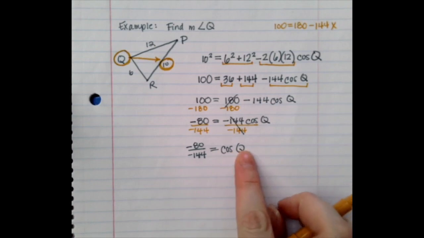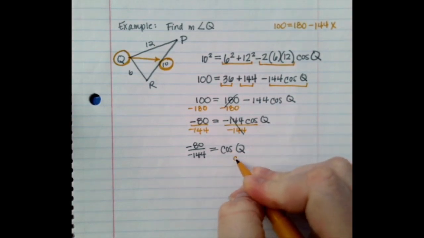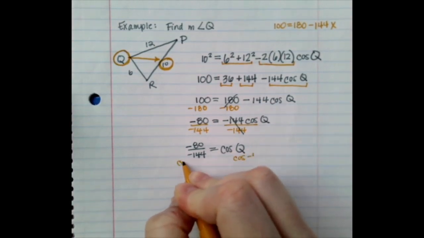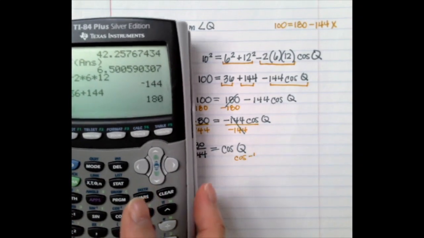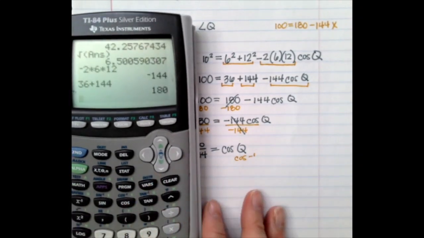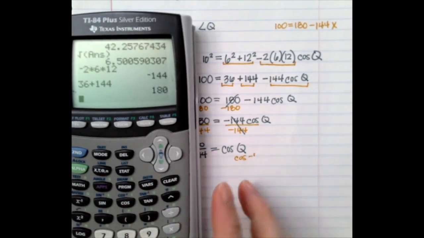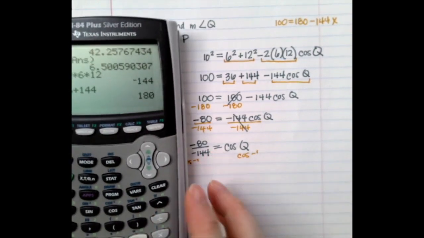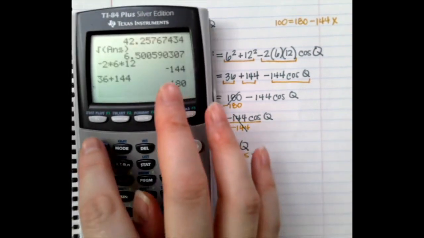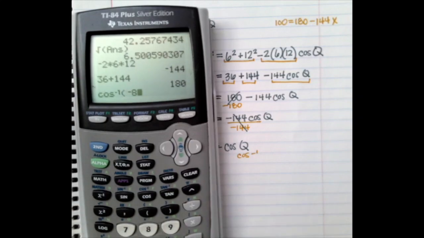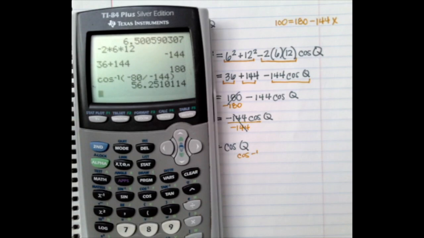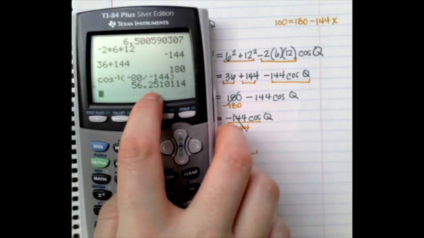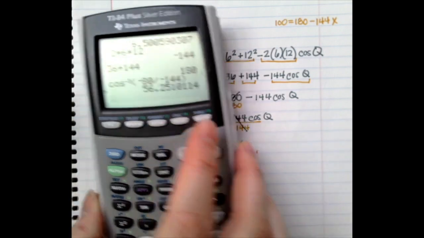And then to get q by itself, we need to do the inverse cosine on both sides. So remember when we did inverse cosine? On the Google calculator, it just has the INV button. And we're just going to type the cosine inverse of this fraction we have here. So we're going to do cosine inverse of negative 80 over negative 144. And we get 56.3.